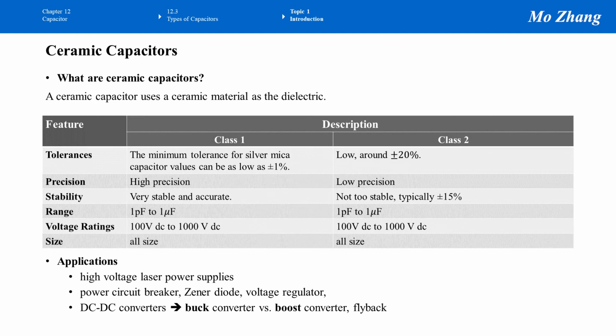The thermal stability is around plus and minus 15%. In the operating temperature range, the nominal value tolerance is around 20%. There are lots of applications for this kind of capacitor, such as making high voltage laser power supplies, circuit breakers, DC to DC converters, and so on.